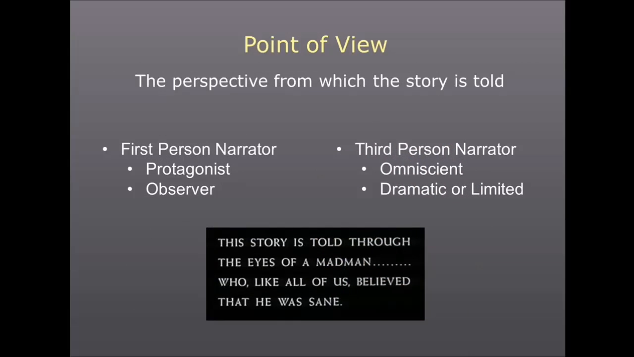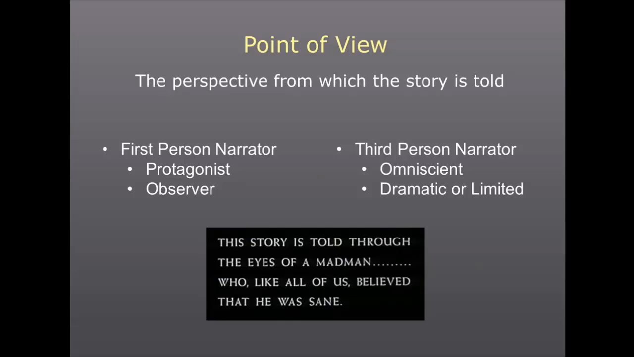There are two distinctly different types of point of view, and each of those two types has two variations. In the first person point of view, the story is told by a character within the story using the pronoun I. If the narrator is the main character, and remember the main character is also known as the protagonist, then the point of view is first person protagonist. If the narrator is a secondary character, the point of view is first person observer.